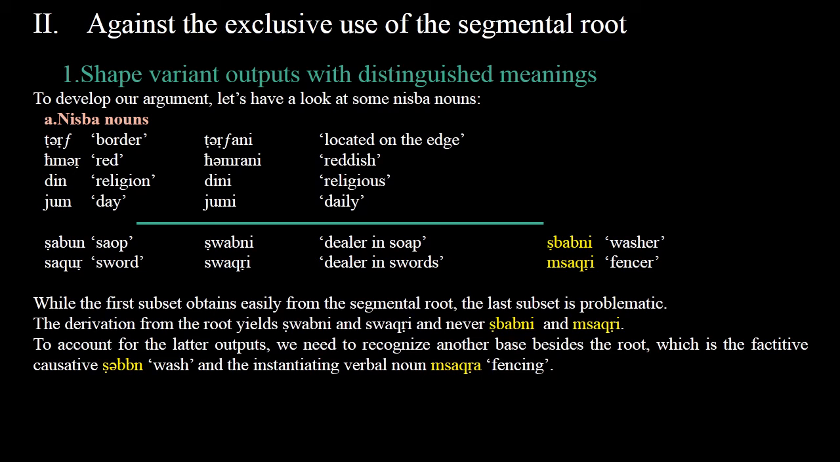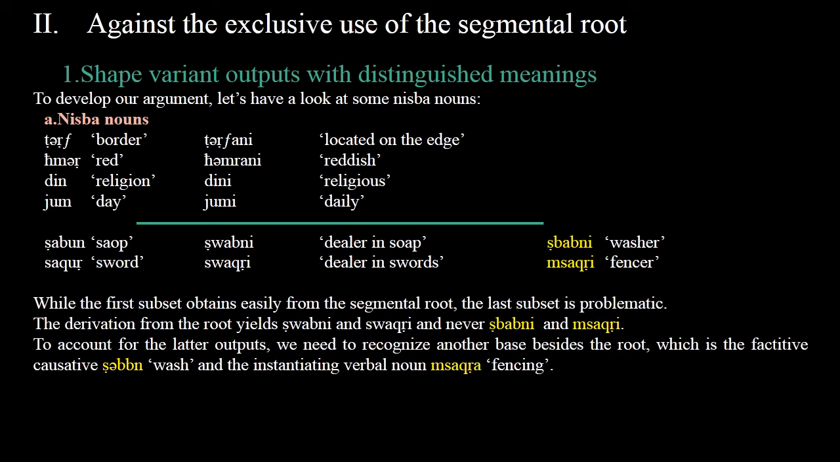Now we move to the first argument we adduce against the exclusive use of the segmental root. To develop our arguments, let's have a look at some nisba nouns. So we have tarf, tarfani, hmar, hamrani, din, dini, yum, yumi. In the second subset, we have sabun, swabni, and spabni. And we have saqur, swakri, msakri.